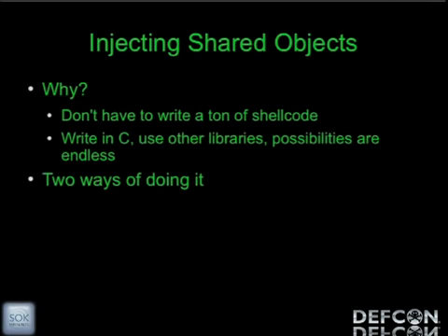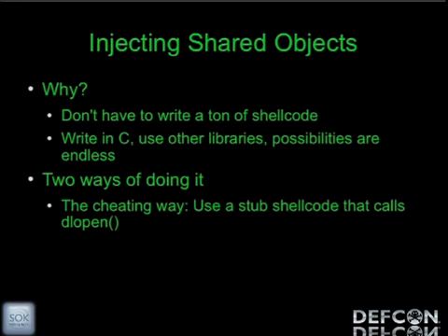So there are two ways of doing it. There's the cheating way: use a stub shellcode that calls dlopen. And that's what every single project does out there. Inject.so does that. JuGod does that. And right now, libhijack does that as well. And there's also the real way, which is to rewrite dlopen in the parent process, in libhijack or your debugger.